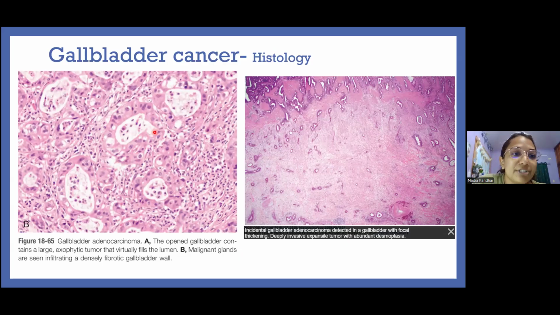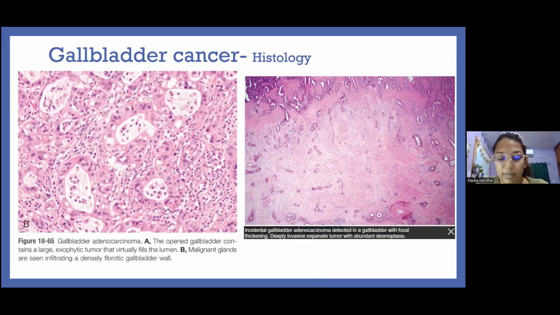So these malignant features are seen, which are prominent nucleoli, pleomorphism, which is variation in the cell size and shape, as well as fibrosis. This could be seen on your right as well, with dense fibrous tissue forming around the tumor, termed desmoplasia.